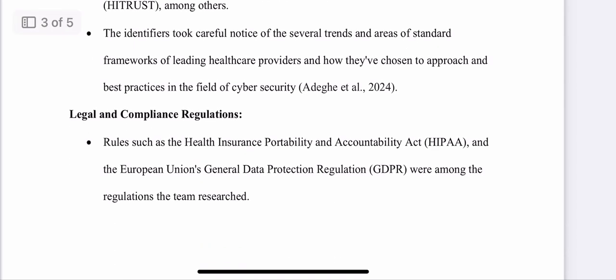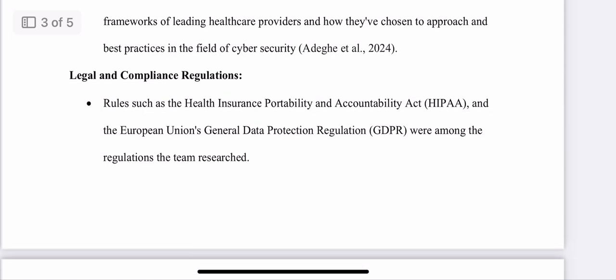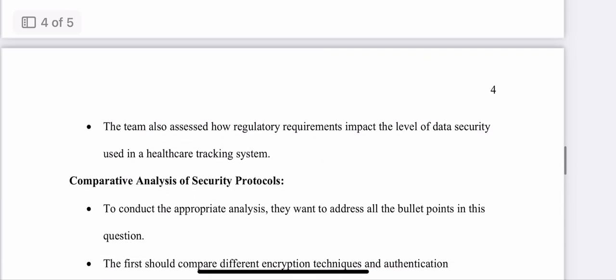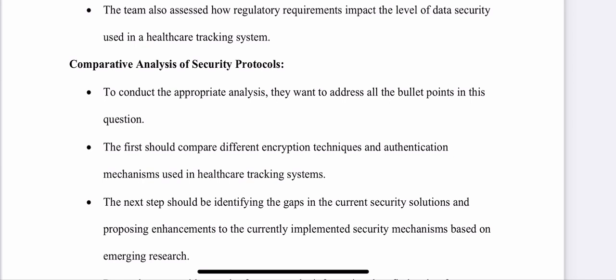Legal and compliance regulations. Rules such as the Health Insurance Portability and Accountability Act and also the European Union General Data Protection Regulation were among the regulations researched. The terms, as assessed by the regulatory requirements, impact the level of data security used in healthcare tracking systems. And comparative analysis of security protocols.